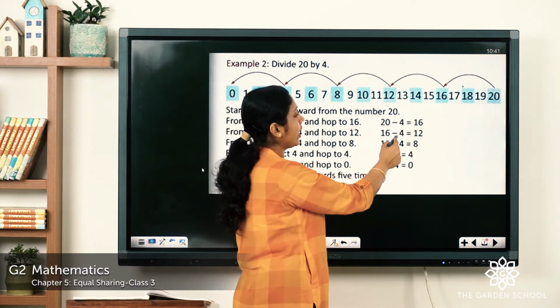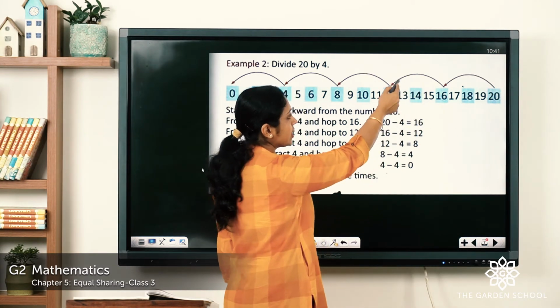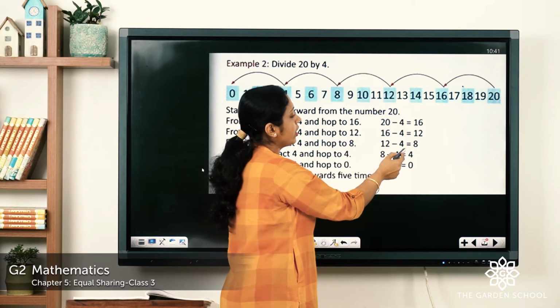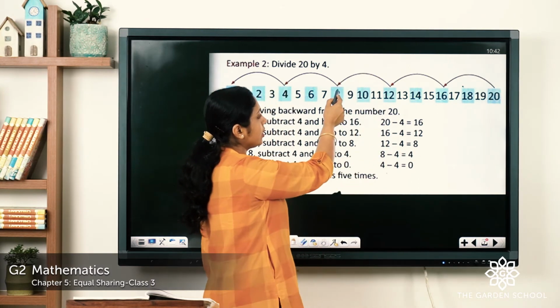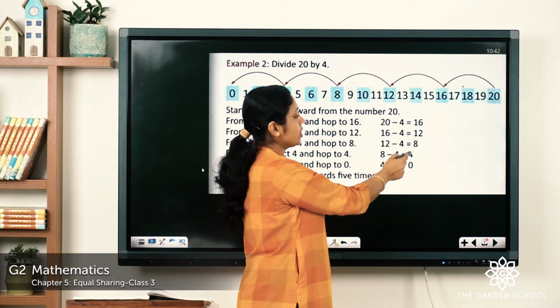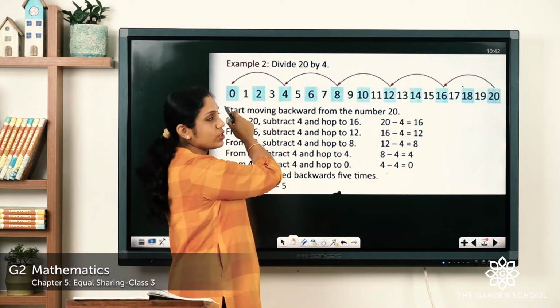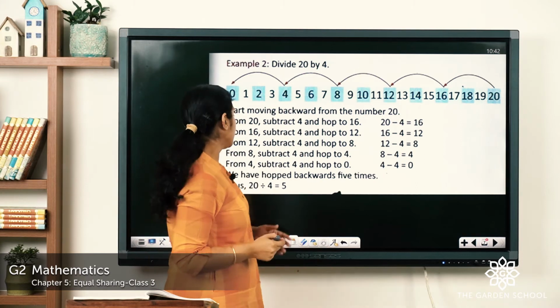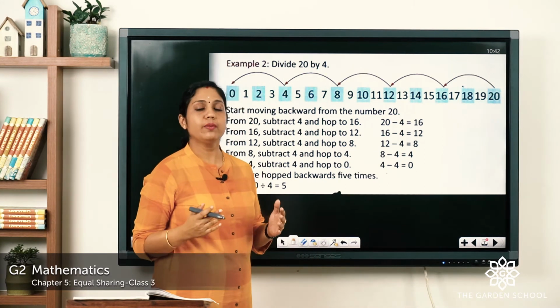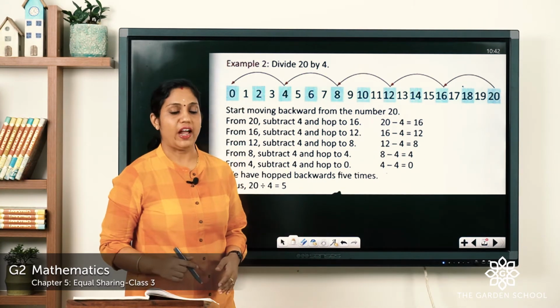Again 16 minus 4 is equal to 12. That is the second step. 12 minus 4 is equal to 8. That is the third step. 8 minus 4 is equal to 4. That is the fourth step. And 4 minus 4 is equal to 0. That is the fifth step. So we can say 20 divided by 4 is equal to 5.